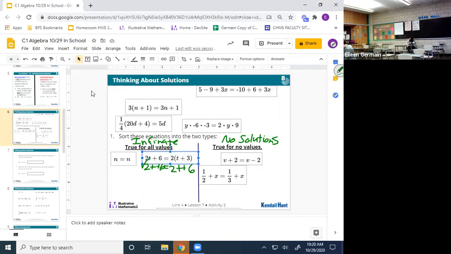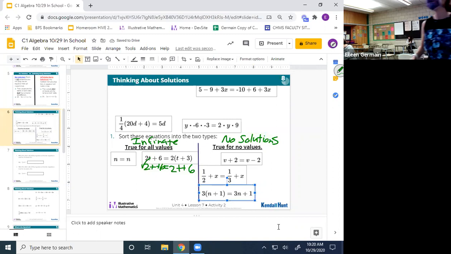Wonderful. Kyle said he thought the 3 times the quantity n plus 1 is equal to 3n plus 1 was not one that was accurate. So this one right here. And Kyle, do you want to unmute and tell us why? Kyle said it doesn't work because the first side is 3, and the other side was 1.